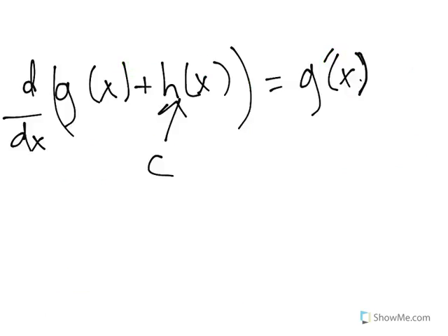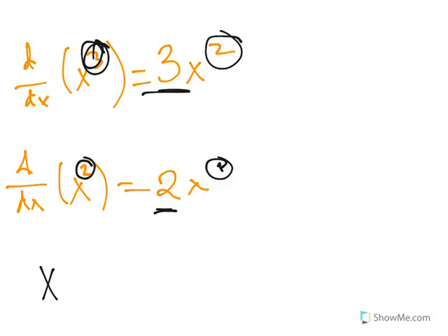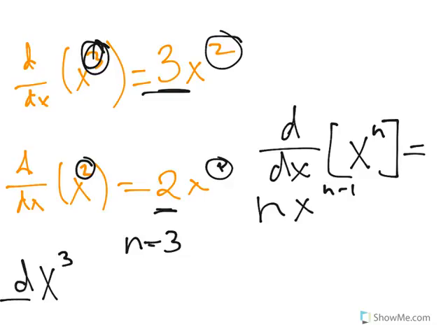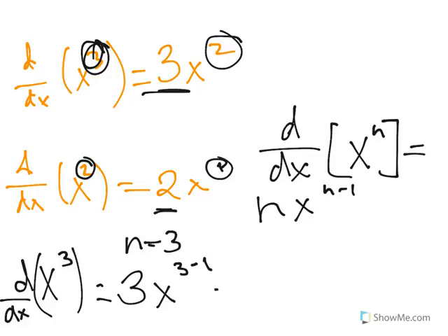And so let's work this out. If we have x cubed, well, n is equal to 3. And we know that d of x to the n is just n x to the n minus 1. So the derivative of x cubed must be 3 times x to the 3 minus 1, which is just 3x squared. You can try this out for x squared.